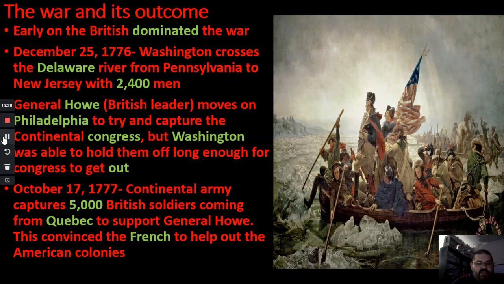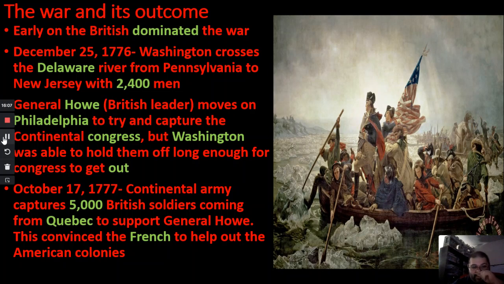So the thing is, Washington gets word that Howe is heading towards Philadelphia. Washington intercepts them, and they start fighting right outside Philadelphia. While they're fighting, Washington had some men go into Philadelphia and tell the Continental Congress, get out of here. The British are coming. They're trying to capture you guys. I mean, leave. So these guys are like cockroaches when you turn on the lights, and they're running off. Washington held off the British Army long enough so that the Continental Congress could get out of the town and find somewhere safe to be.